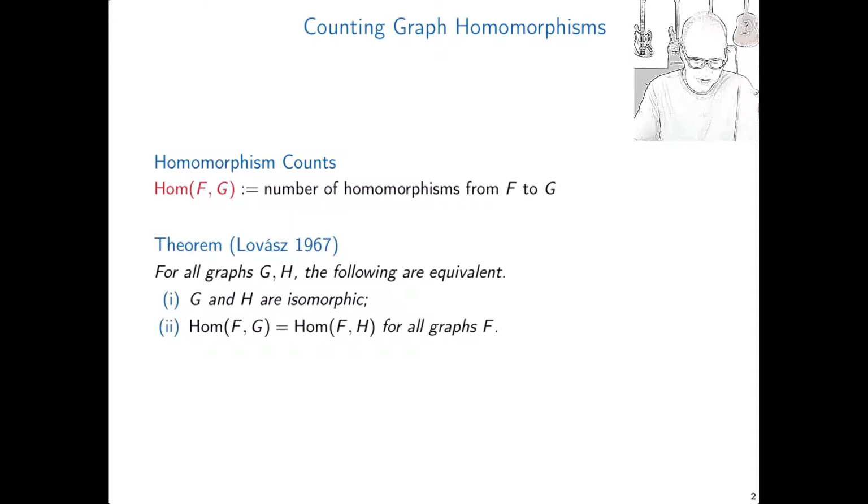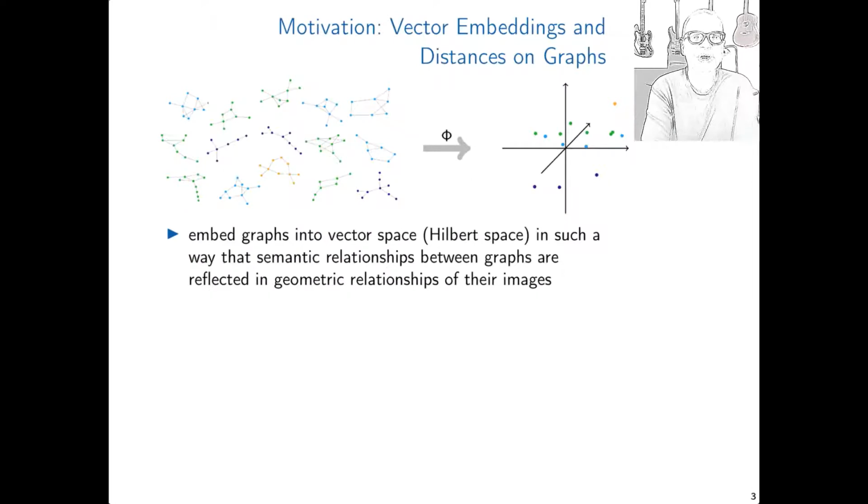The starting point for this whole theory is an old result due to Lovász, which says that two graphs G and H are isomorphic if and only if, for all graphs F, the number of homomorphisms from F into G equals the number of homomorphisms from F into H. So why are we interested in this?